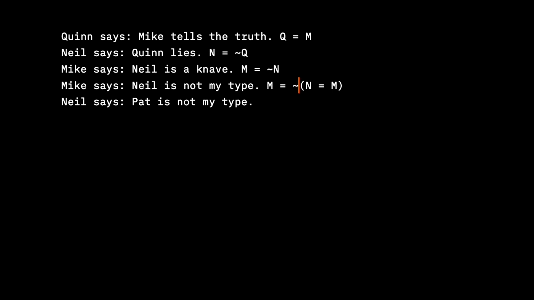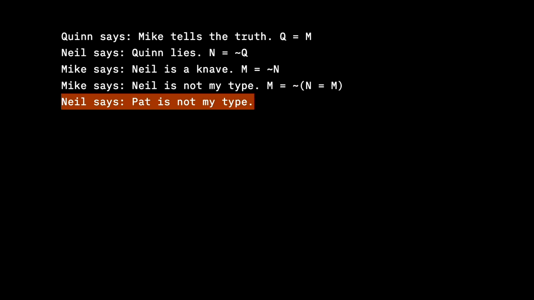So if this means they are the same type, this means they're not the same type. Neil and Mike aren't the same type. And that is what Mike is saying. So we can read this as Mike is saying Neil and Mike don't have the same type. Neil is not my type, says Mike.